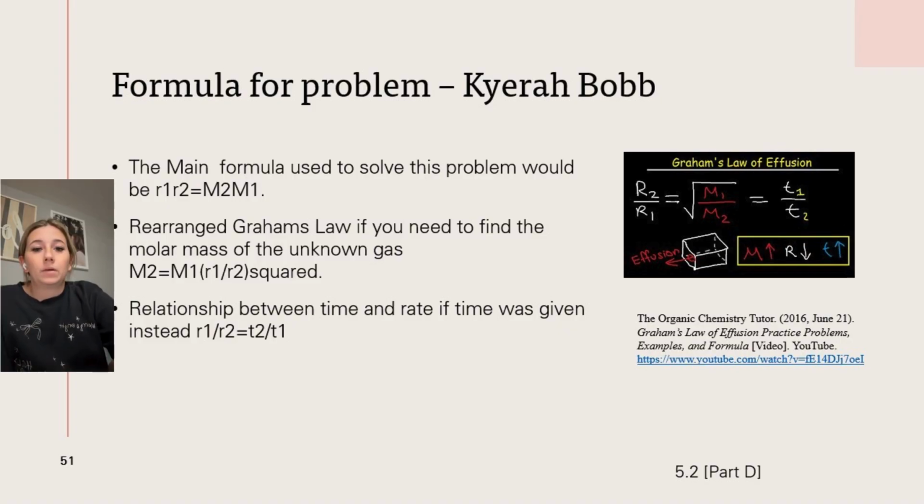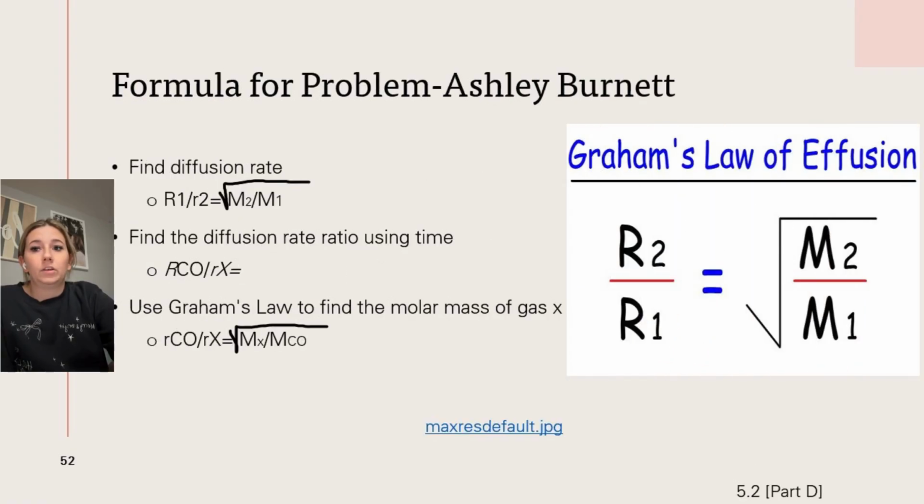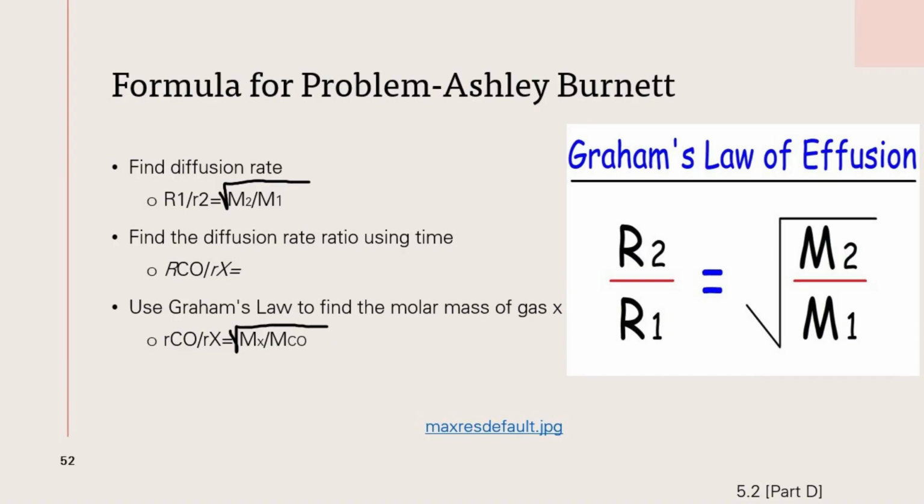For the formula for my problem, first you have to find the diffusion rate, and then you're going to use Graham's law to find the molar mass. So you have Graham's law: R2 divided by R1 equals the square root of M1 over M2.